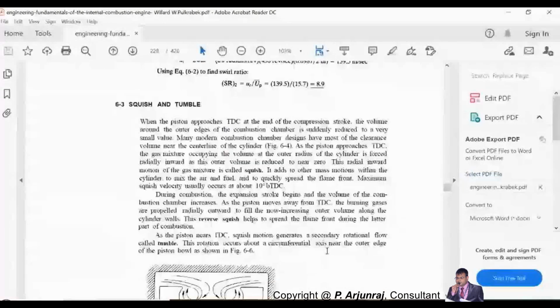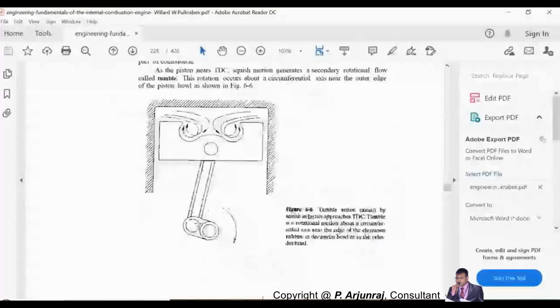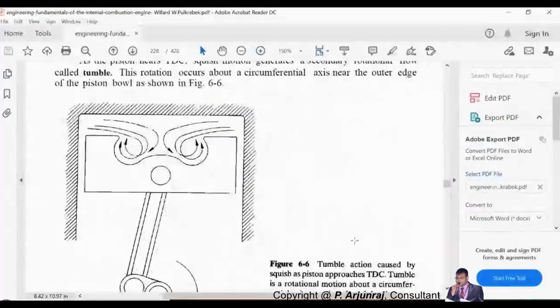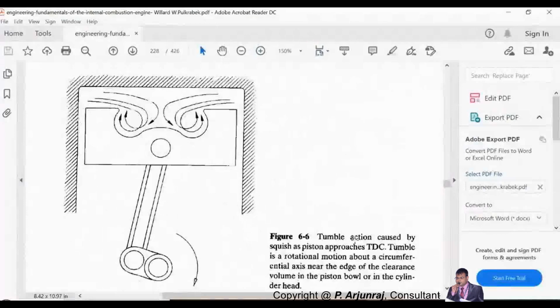Okay, there are some questions coming with respect to the squish and tumble system. I'll explain that. The tumble action is caused by the squish, which happens when the piston is approaching top dead center. The piston moves from TDC to BDC during the intake stroke, and from BDC to TDC during the compression stroke.